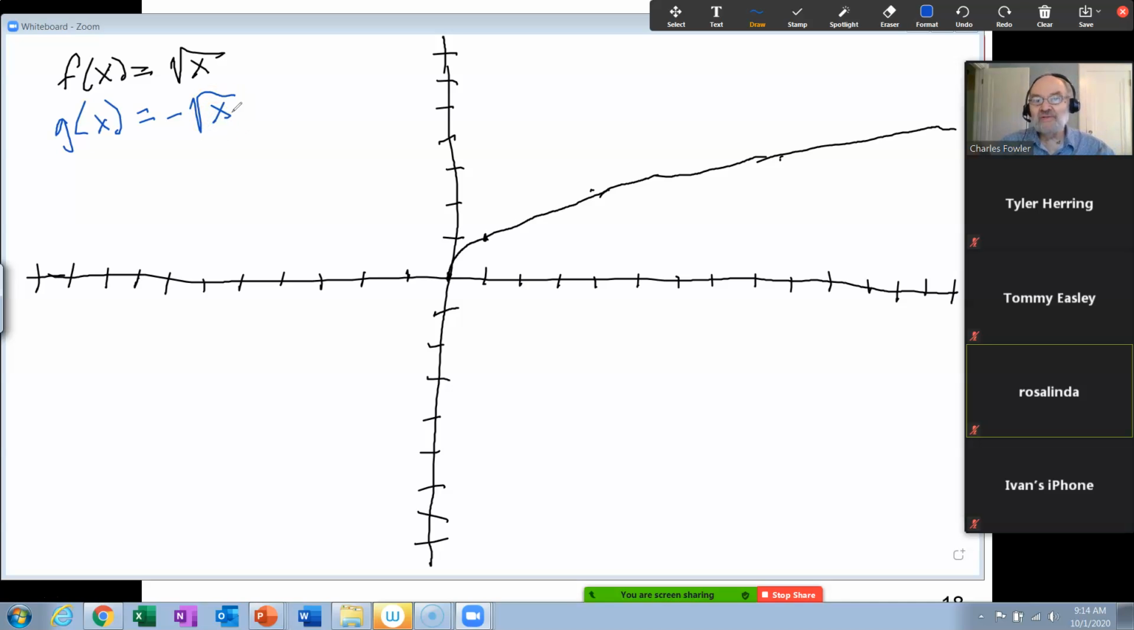What is G doing to F? What's the negative sign in front do? Anybody? Okay, somebody tried to say something. I think it was Tommy, but it didn't come through here. Say again? Reflect. Okay, I heard the reflect part. Reflect across the x-axis. In other words, negating every one of your y's.